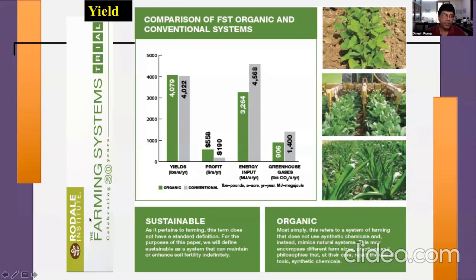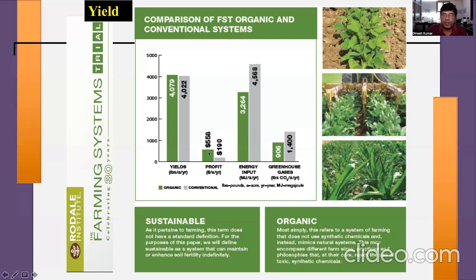This is the study from Rodale Institute, the farming system trial. They have conducted a very long-term trial in Rodale Institute, USA, and they compared the organic and conventional systems. You can see the green bars are for organic and gray bars are for conventional farming. First you see the yields, pounds per acre per year, you can consider kilograms per hectare. Here you can see the yields are almost the same in both organic and conventional, and this may be after the fourth or fifth year of adoption.